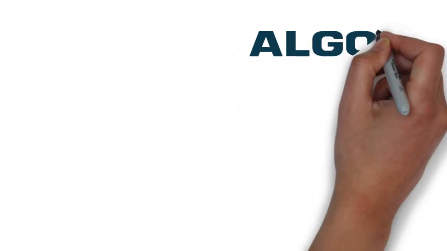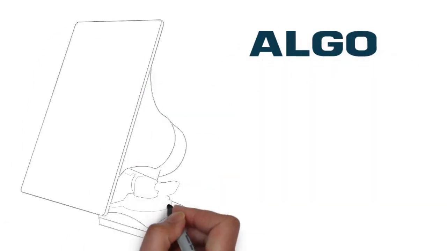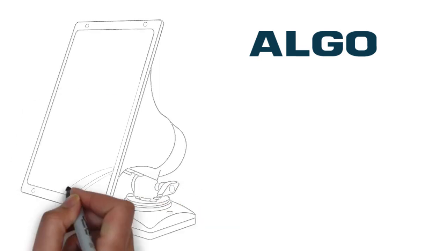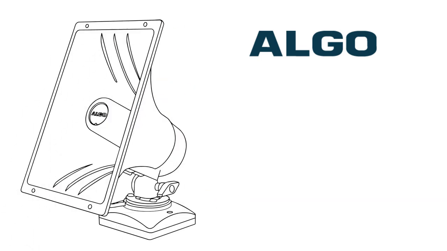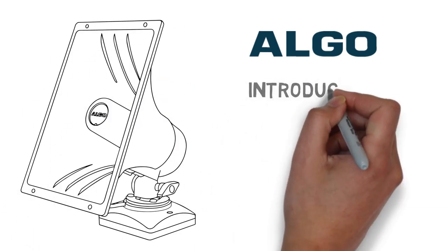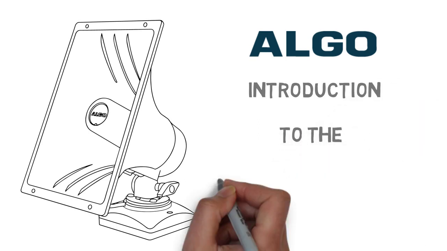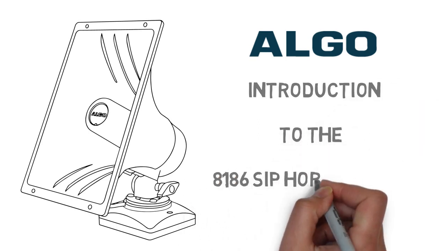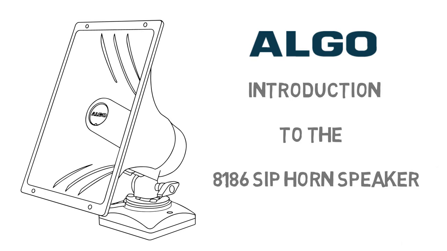Hello, and welcome to an overview of the key features and applications of the Algo 8186 SIP horn speaker. This PoE endpoint is a solution for voice paging, loud ringing, and emergency notification, which can be fully managed and supervised on the network. Typically, this is used in large or noisy locations, such as a warehouse or a manufacturing facility. The horn speaker may be also located outdoors when properly installed.